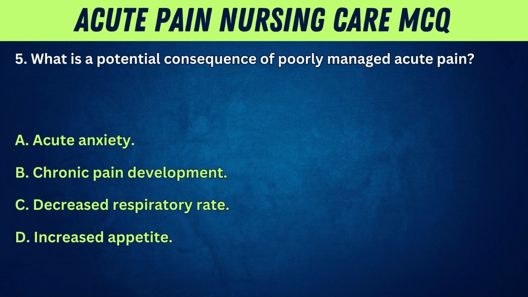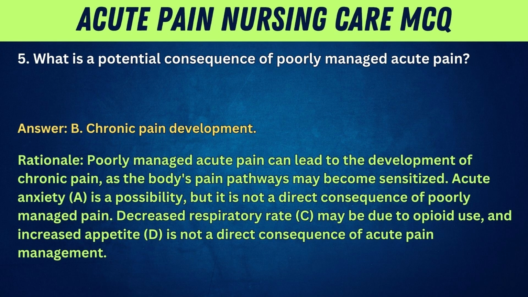5. What is a potential consequence of poorly managed acute pain? A. Acute anxiety. B. Chronic pain development. C. Decreased respiratory rate. D. Increased appetite. Answer. B. Chronic pain development.